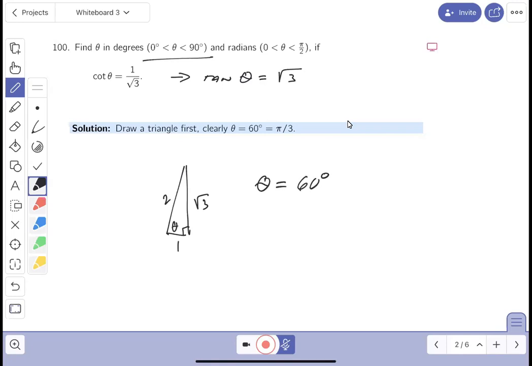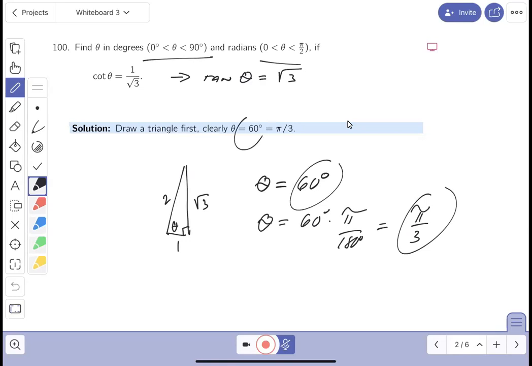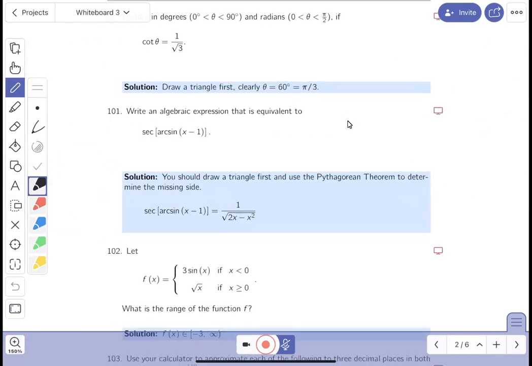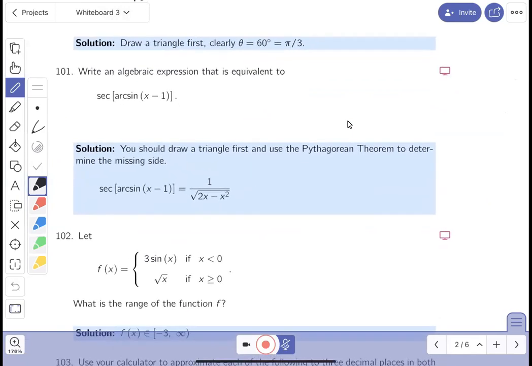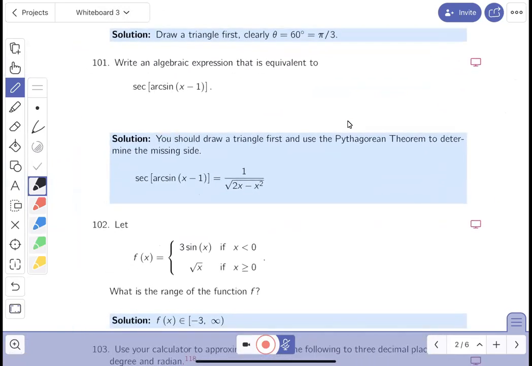Now, what do they want to do? They want an angle between 0 and 90. I found one, but they also want to write down the radian measure. Let me put that down for you. So theta is also 60 degrees times pi over 180 degrees, which is pi over 3. All right, let's go to 101 now. Okay, 101.